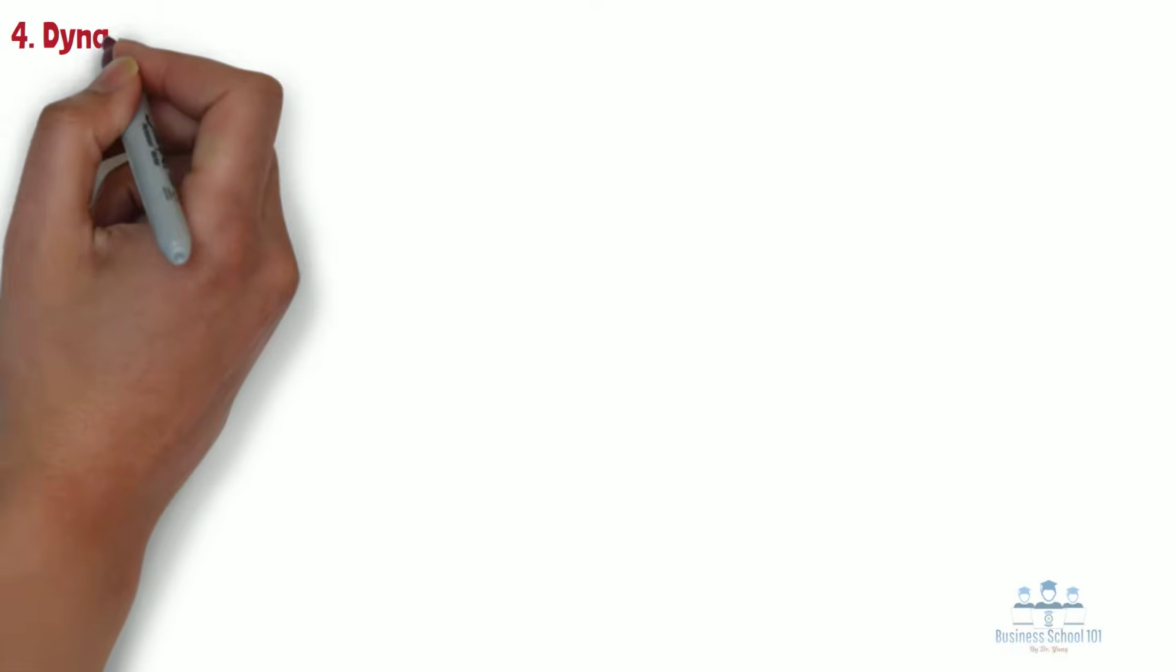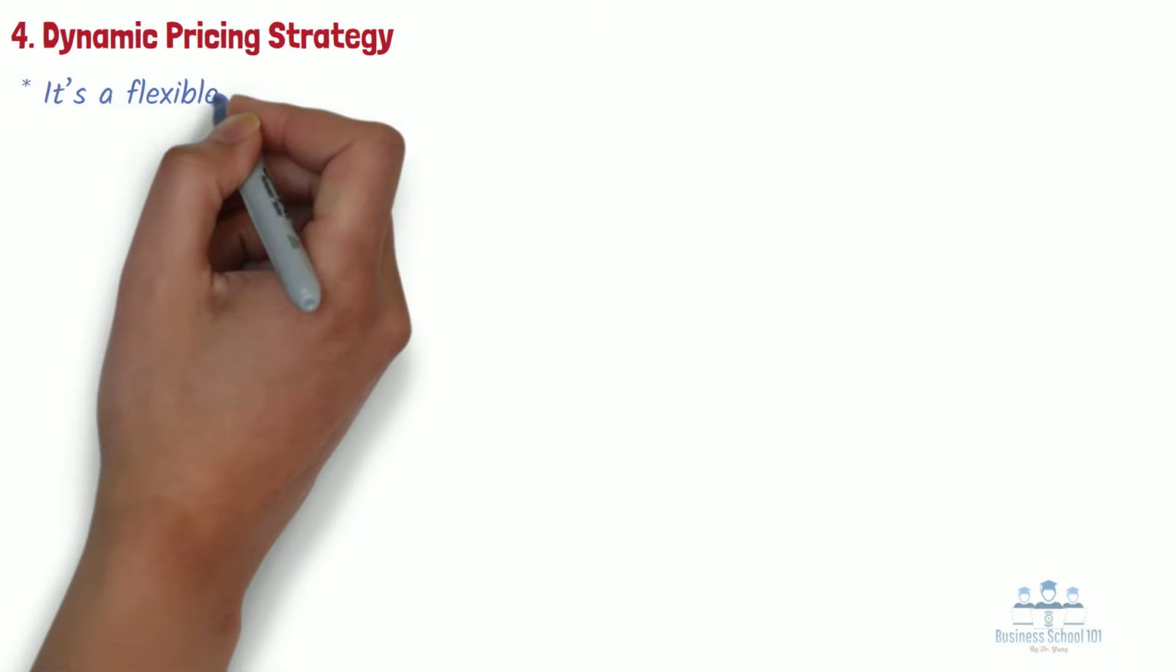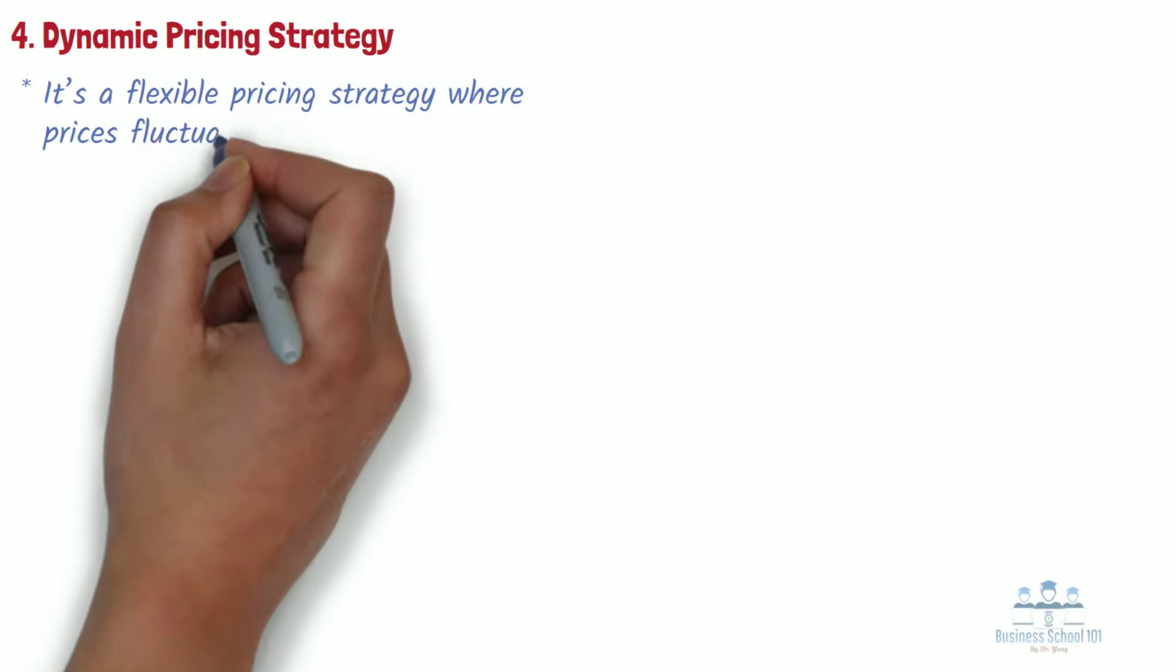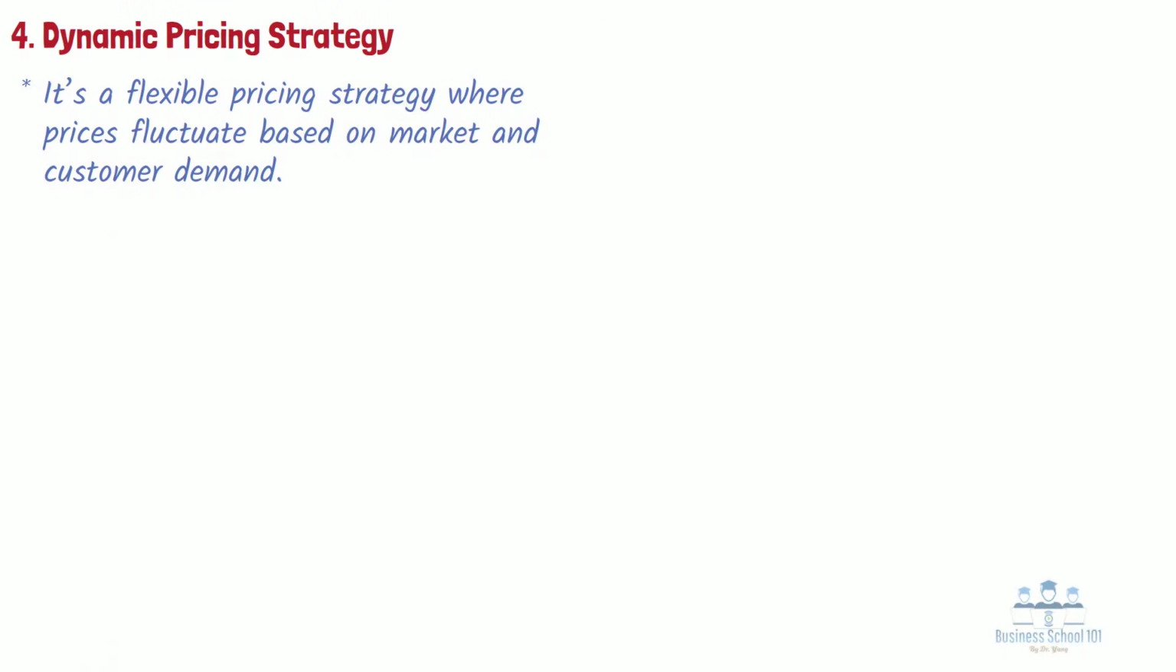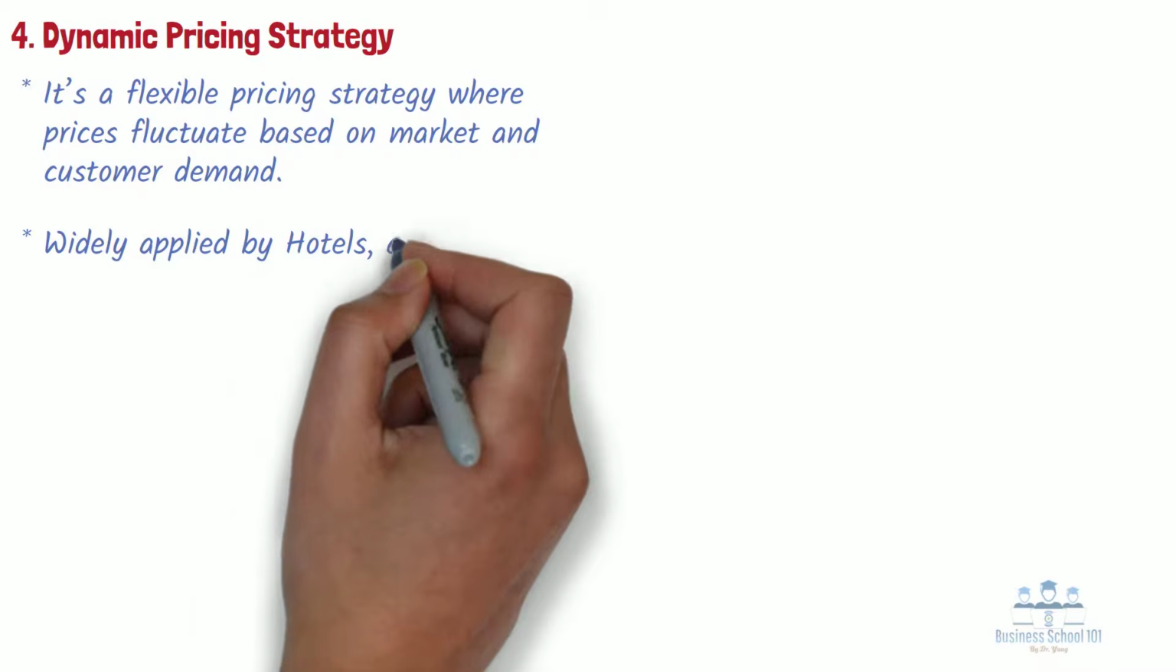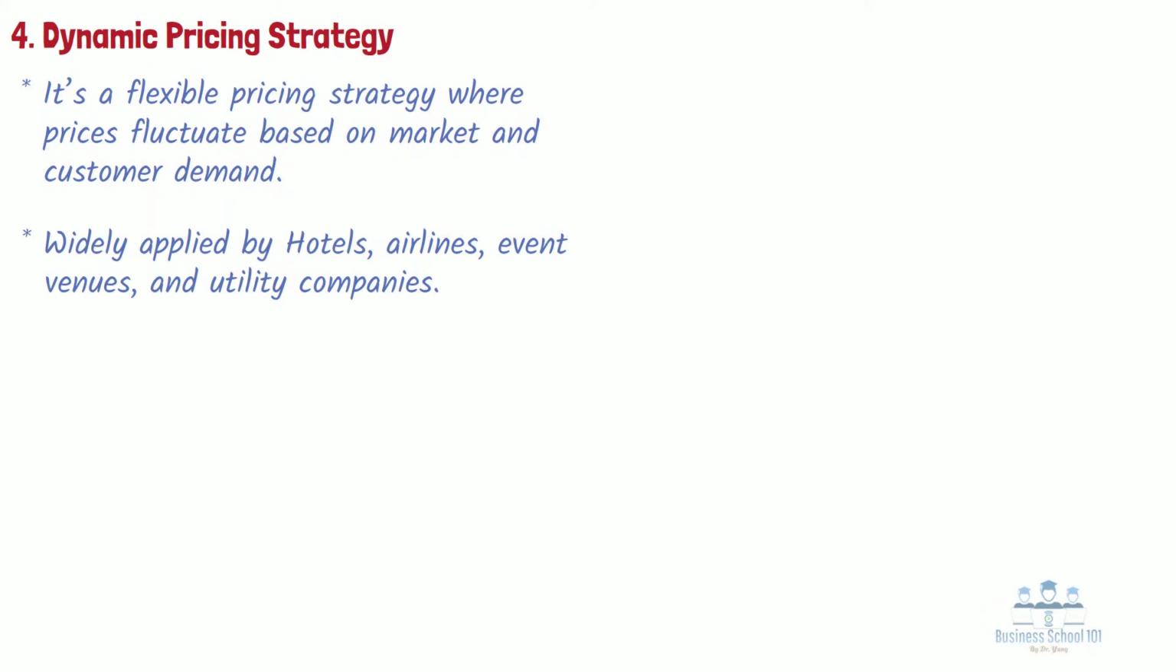4. Dynamic pricing strategy. Dynamic pricing is also known as surge pricing, demand pricing, or time-based pricing. It's a flexible pricing strategy where prices fluctuate based on market and customer demand. Hotels, airlines, event venues, and utility companies use dynamic pricing by applying algorithms that consider competitor pricing, demand, and other factors. These algorithms allow companies to shift prices to match when and what the customer is willing to pay at the exact moment they're ready to make a purchase.